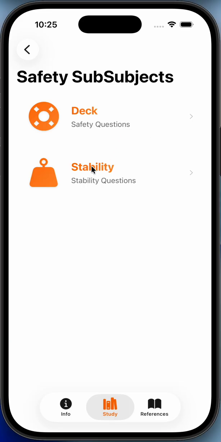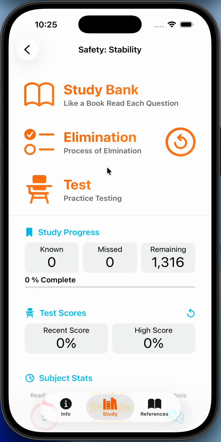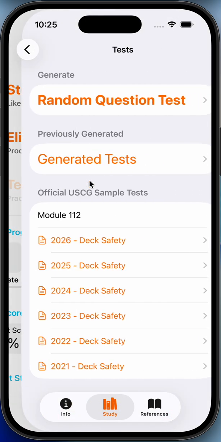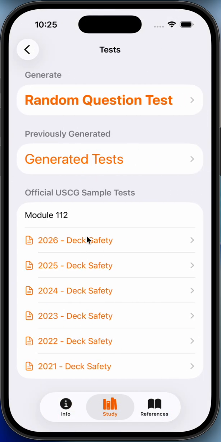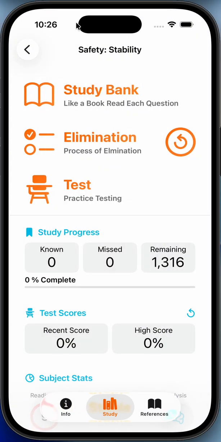So say you go into stability and you go to test, you're only going to study for module 112, which is just deck safety. So that should actually be over on the other side, but it doesn't really matter. Under test, it doesn't really matter what side you're studying for. It's just going to be based off what module you're studying for.